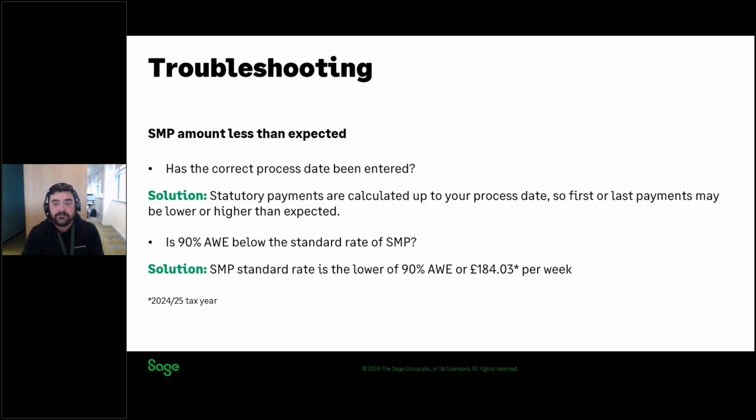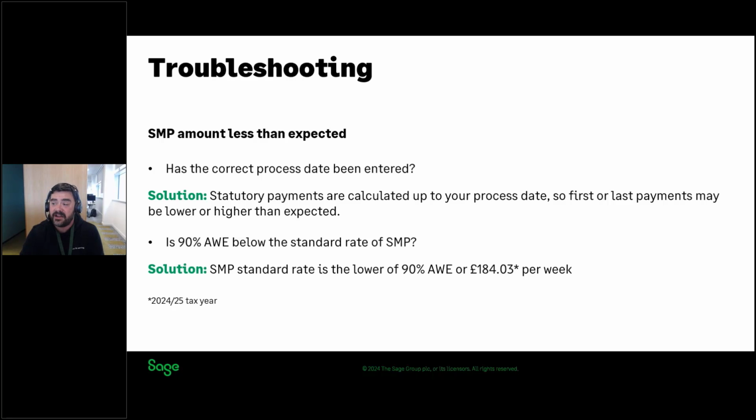And just to finish off, if you've set up your SMP but the amount is less than what you're expecting, two things I'd suggest that you check. So number one, have you entered the correct process date? So this should match the date the employee is paid. And the statutory payment will calculate up to that date.